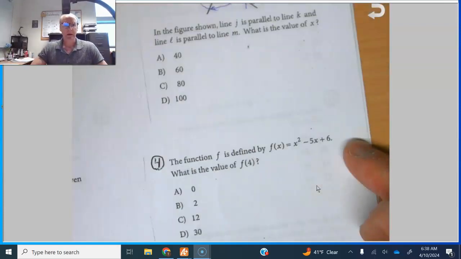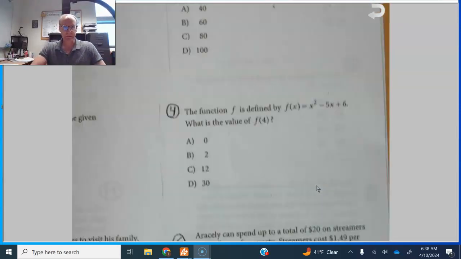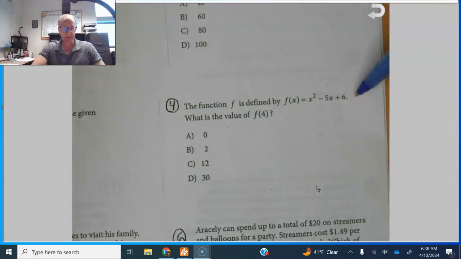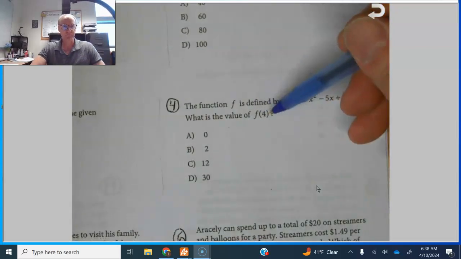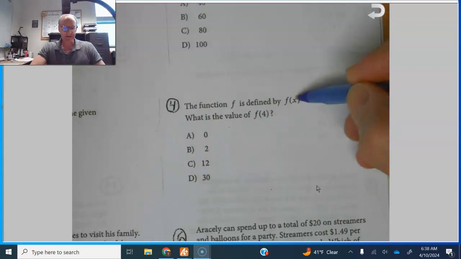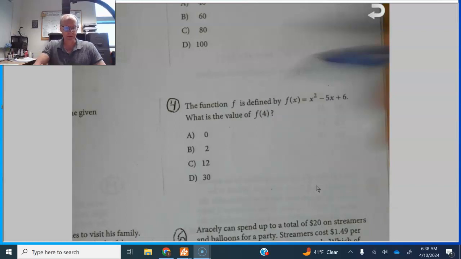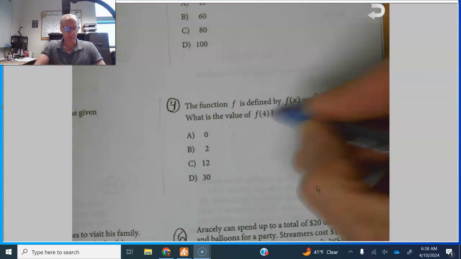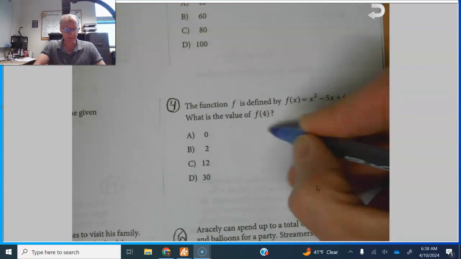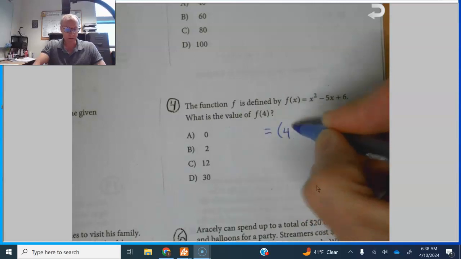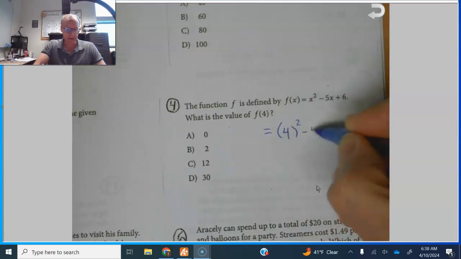Here's number 4. It says, the function f is defined by x squared minus 5x plus 6. What is the value of f of 4? Notice that I replaced the x with a 4. That tells you what to do to get a function value. It tells you that you're replacing the x with a 4. So we put a 4 everywhere we see an x.